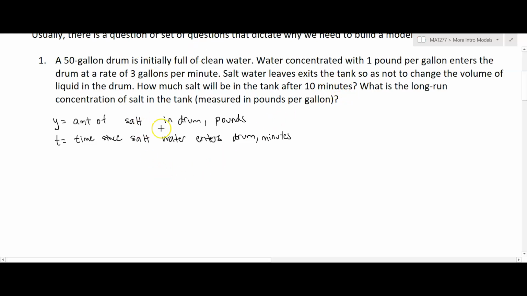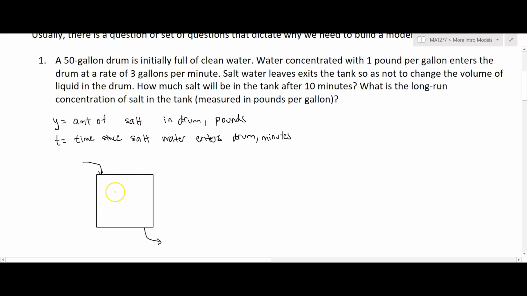Now I'm going to build a model for my drum. So I'm not going to draw a big fancy drum, but you can if you want. This is sort of the bathtub analogy. The bathtub analogy says that you have something coming in, you have something going out. We've got to think about what's going in and what's coming out. So imagine that this is the top of our drum. We have liquid entering that drum.